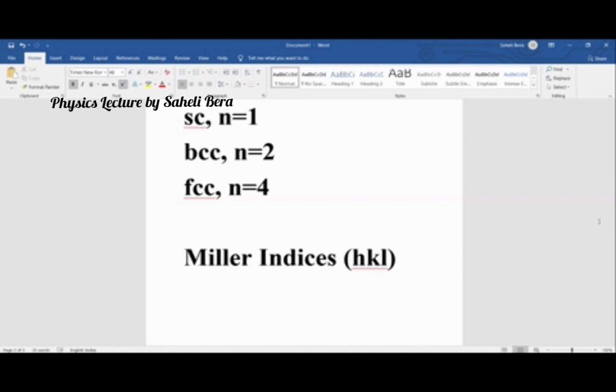So whatever we do with Miller indices after this will be applicable only if the crystal system satisfies the condition alpha equal to beta equal to gamma equal to 90 degrees. Which crystal structures have this condition? Cubic, tetragonal, and orthorhombic only, nothing else.